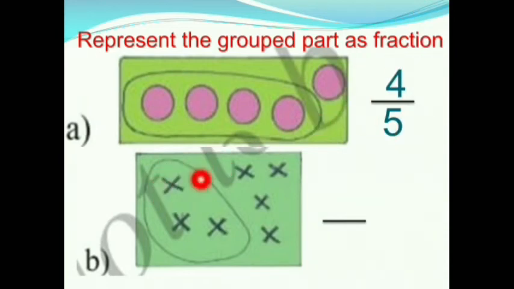In the second one, we have x. Totally how many x are there? Let us count it. 1, 2, 3, 4, 5, 6, 7. 7 x are there. So the denominator is 7. Here 3 x are grouped. So the numerator is 3. Therefore the fraction is 3 by 7.